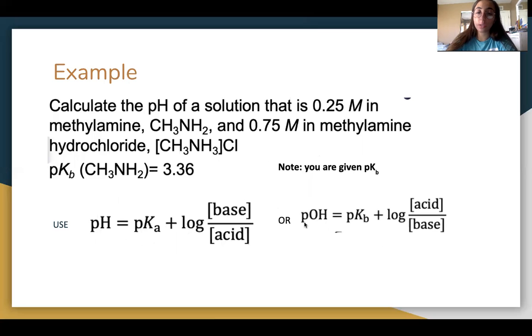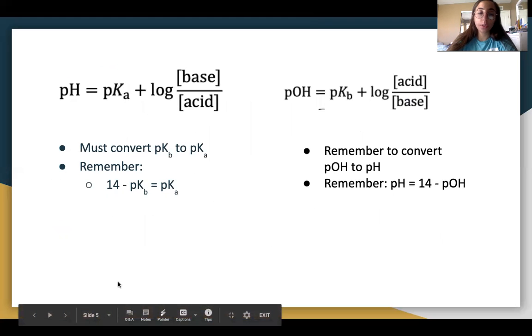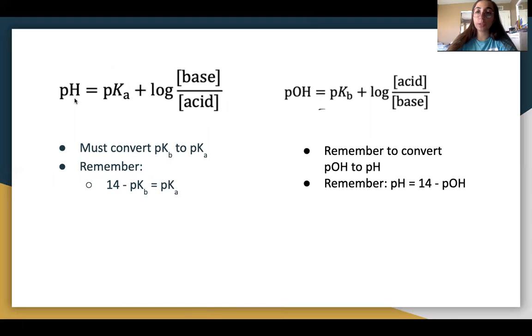Note here that this one is pOH instead of pH. Note that this is pKb instead of pKa. And also note that it's log of acid over base rather than base over acid. So you have to remember, if you want to switch equations, that there are differences and you should pay attention to these. So if we use the first equation, we must first convert the pKb, which was given to us, to pKa. You do that by subtracting pKb from 14 to get pKa, right?